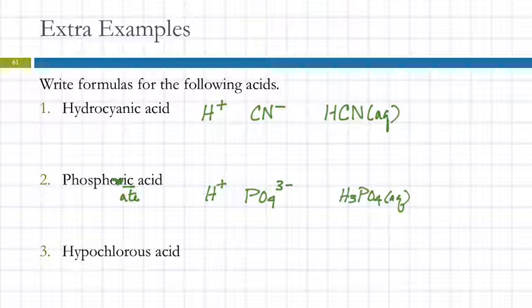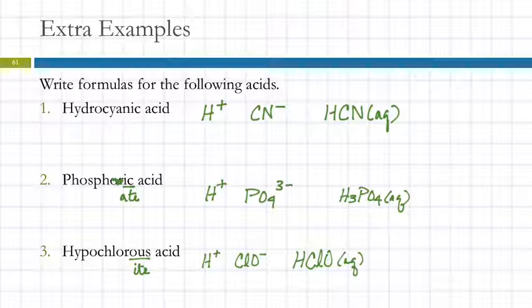Hypochlorous acid. Oxyacid or other kind? Oxy. Okay, hypo and hydro kind of look similar, right? They've both got the H, the Y, and the O, but in the middle it's a little different. Hypochlorous. So OUS is ITE. So this is from hypochlorite ion, ClO -1 charge. We're putting that together with the hydrogen ions, and so we just need one of each, HClO, aqueous. Yep. Any questions?